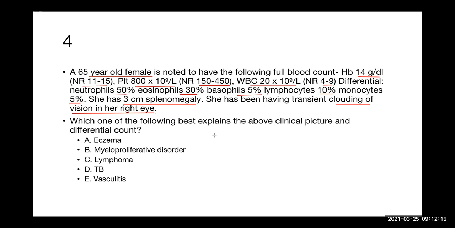Which one of the following best explains the above clinical picture and differential count? Is it eczema? Is it myeloproliferative disorder? Is it lymphoma? Is it tuberculosis, or is it vasculitis? Anybody?